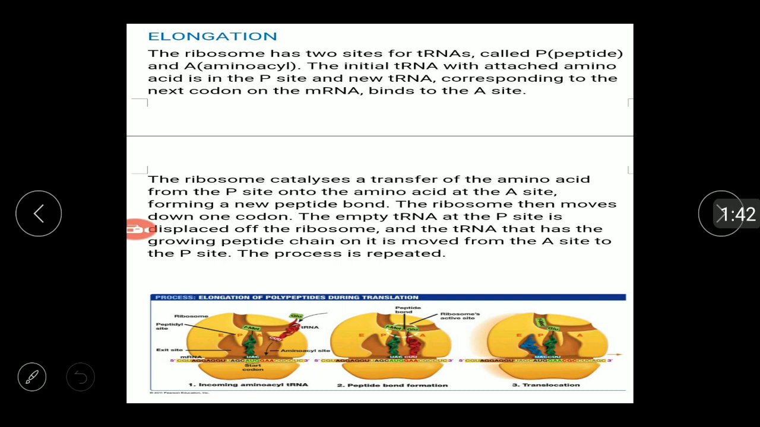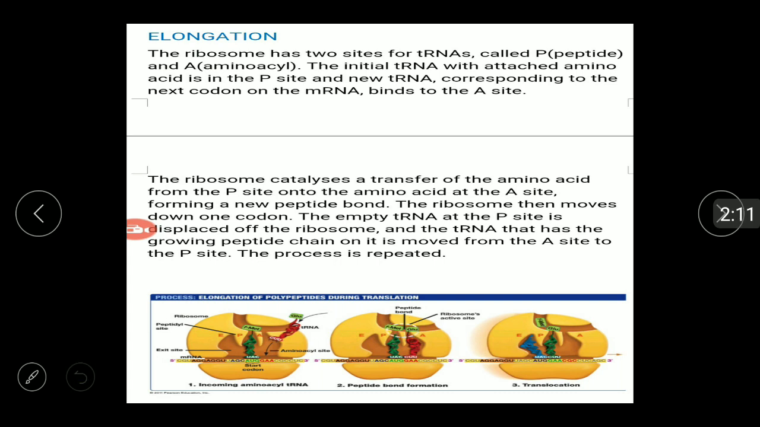The process is repeated. As we know, first the starting codon's amino acid binds, and then the next tRNA is going to bind at the A site. After both tRNAs have bound, the formation of the peptide bond takes place, and there is a bond between methionine and the next amino acid.